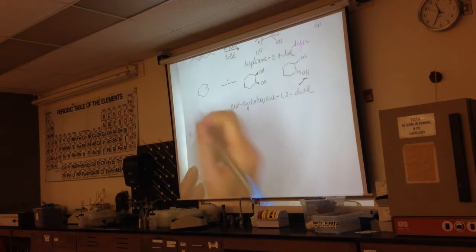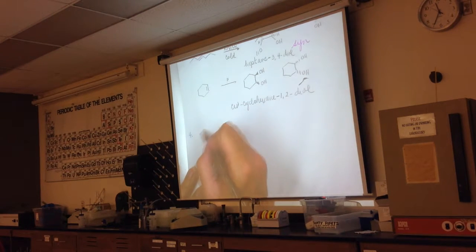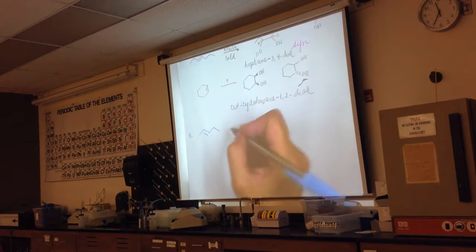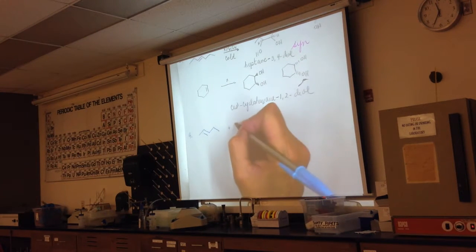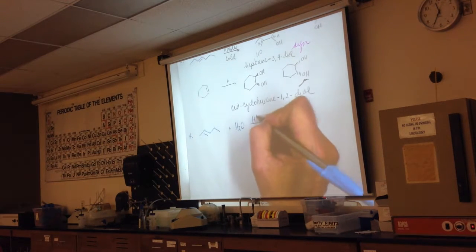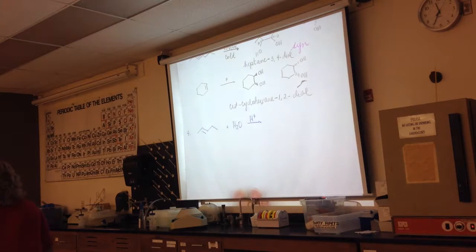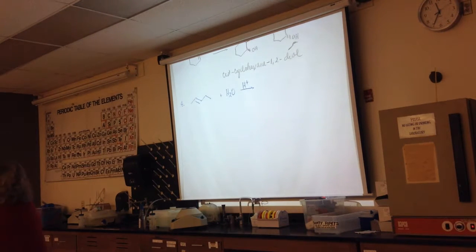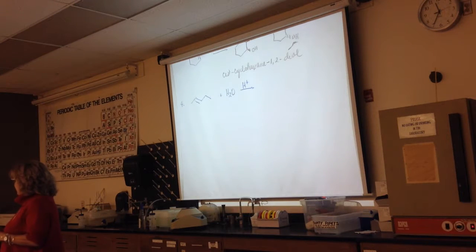So number 4, I'm going to go back and do my line angle drawing. So there's my line angle drawing. So it's 2-pentene. I'm going to react this in presence of water, and this is acid catalyzed. So how do we describe pentene now? The 2-pentene, how would we describe it?